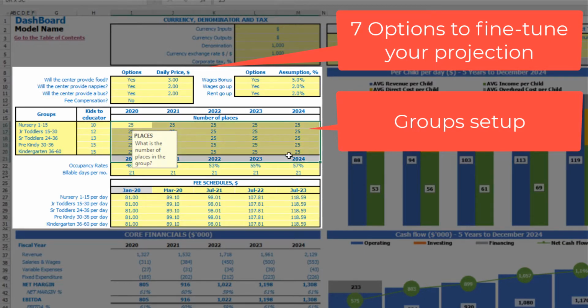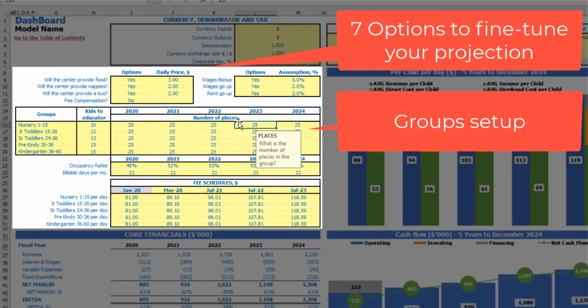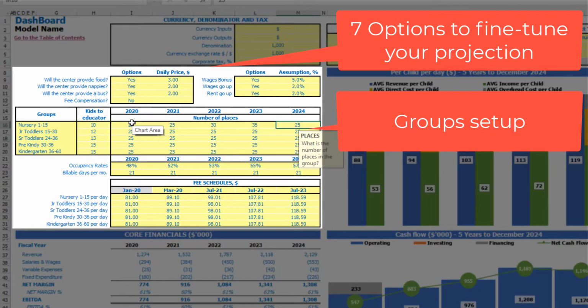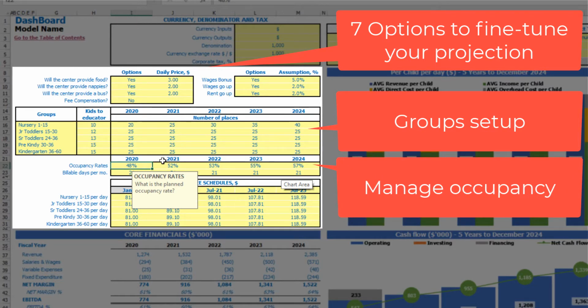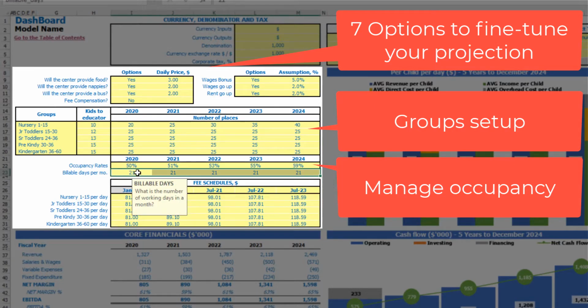You have number of places in this group as well. It can be changed year over year, for example 20, 25, 30, 35, 40. You have different occupancy rates across the years, so you can say in the first year you have occupancy 50% for these places, and the next year it will be 51, 53, 55, 59, for example. Additionally, you have billable days per month, in other words, how many days per month these groups will work. Let's say it's 22 days, for example, across all the years.